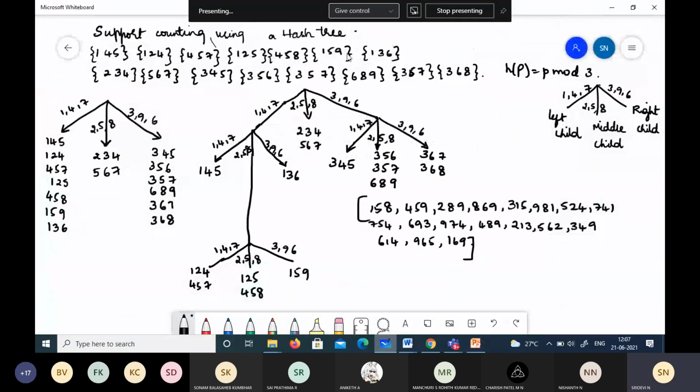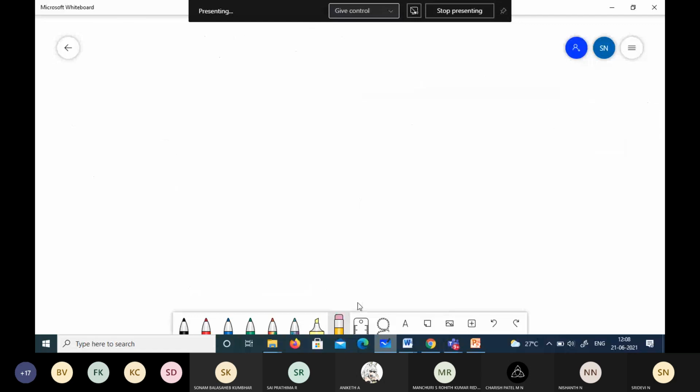given any transactions like this, you can build a hash tree, isn't it? So only very few have sent the snapshots of whatever they've solved. One or two would have sent, that's it.